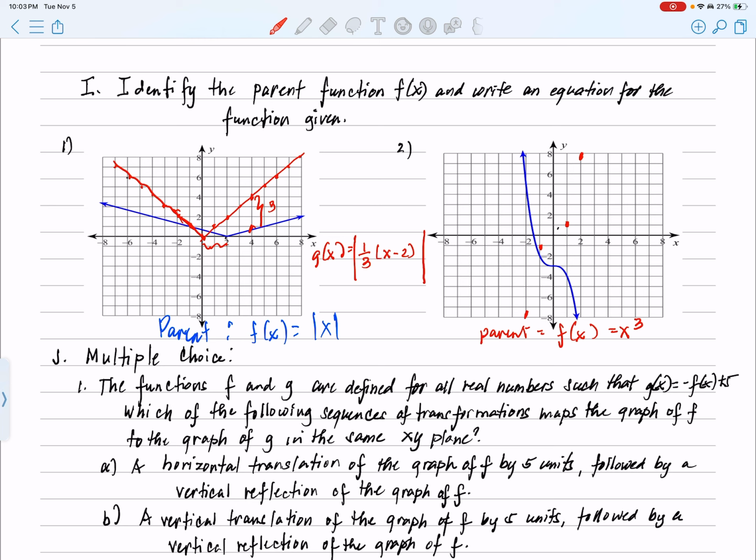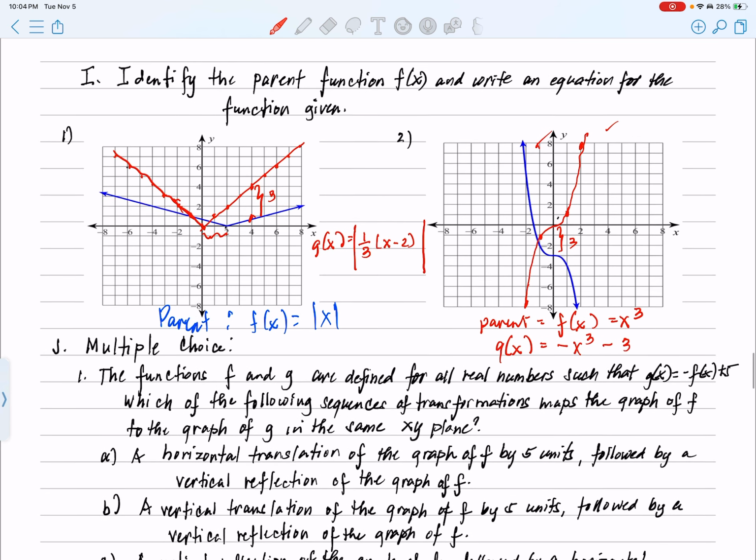So when we draw our graph for the cubic function, it will be like that. So what happened is that this is a reflection of that across the y-axis. So that means the g of x is a reflection of the x cubed. All right? And this goes down by 3. So it's minus 3. Translated down by 3. Okay. Let's have multiple choice here.